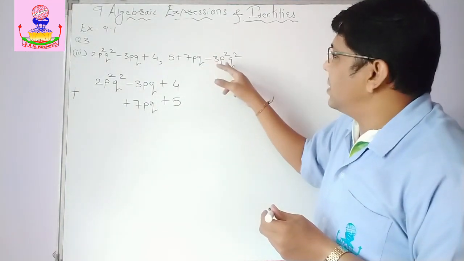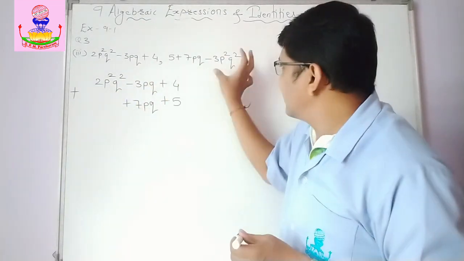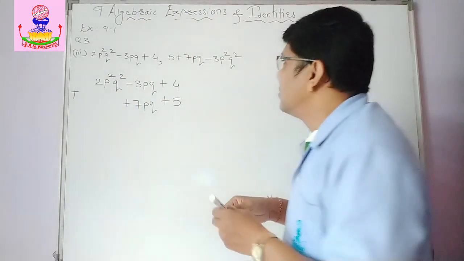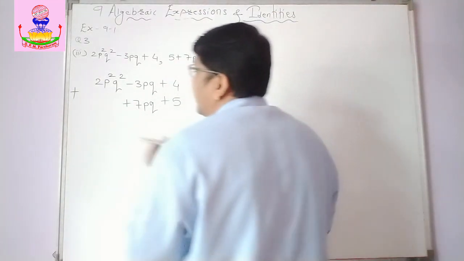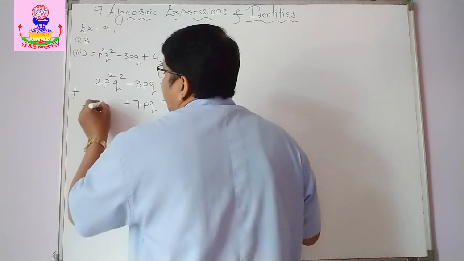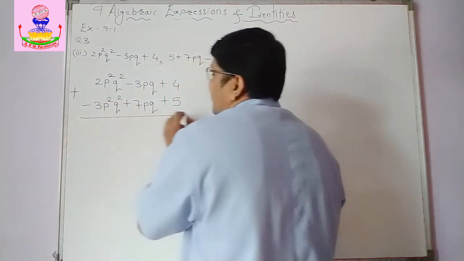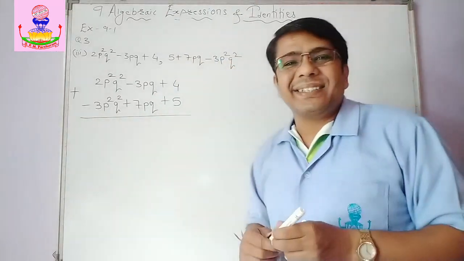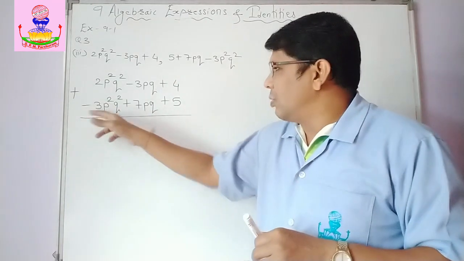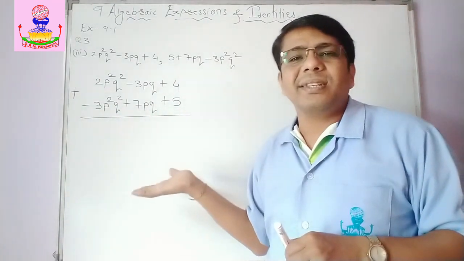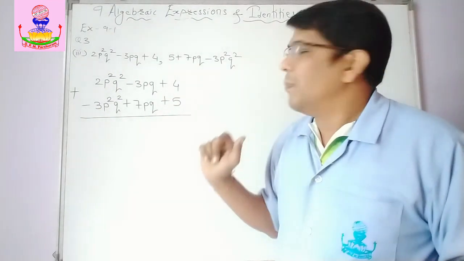Okay. And then minus 3p square q square. Where is p square q square? Here. So this term has to be placed here. And what is the sign? Minus. Along with the sign, don't forget that sign. So minus 3p square q square. Now, no sign changes when it is addition. So no need to write the sign change in brackets because there is no such sign change. Okay. So we will start now.